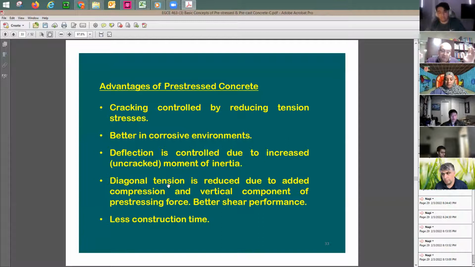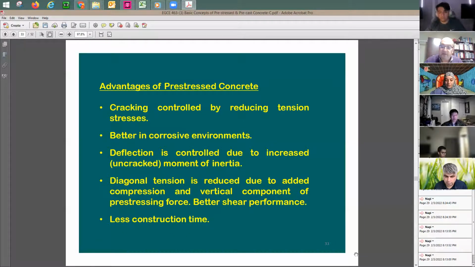Now, think about putting compression on a member. You put compression, you increase the interlocking between the particles and between the aggregate, and you increase the shear strength. So actually, it's going to be stronger in shear. And the equation of 2 square root of f'c is going to be modified because I need to add a factor for the compression on both sides of the beam.